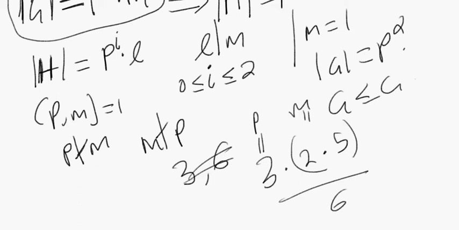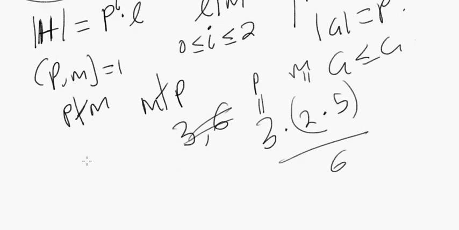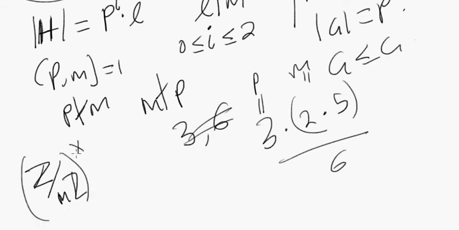What else do we know about things that are relatively prime? If two things are relatively prime, then what? Another thing we know is that if we consider Z mod mZ star, this is the group under multiplication. You get all the elements mod m and figure out those that are relatively prime to m. So can we say this then? p is an element of Z mod mZ star. Right? Can we say that?